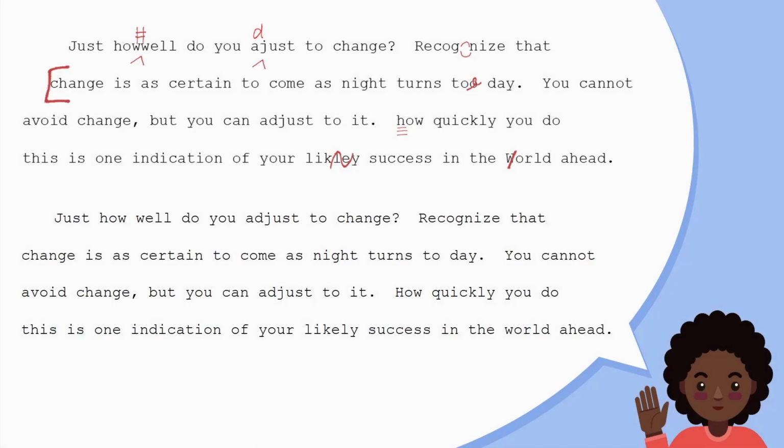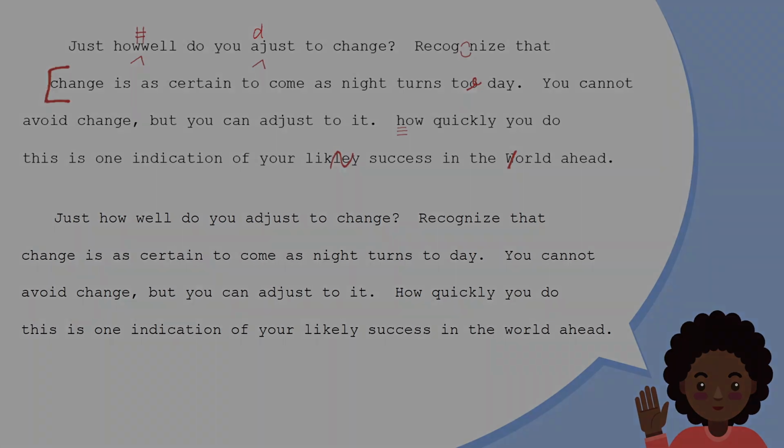Now let's read our corrected paragraph. Just how well do you adjust to change? Recognize that change is as certain to come as night turns to day. You cannot avoid change, but you can adjust to it. How quickly you do this is one indication of your likely success in the world ahead. Proofreaders Marks. It's that simple.